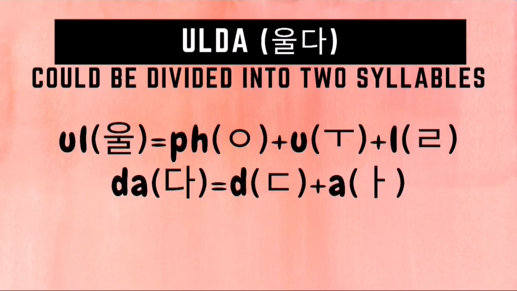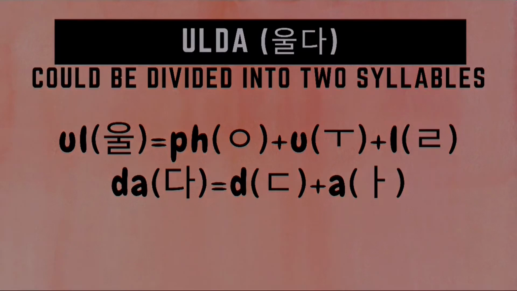How do we write ulta in Hangul? This is composed of two syllables. For the first syllable ul, we need to draw first a no sound iyang followed by an ul character followed by a real character. For the second syllable da, we need to draw first a dikit character followed by an a character. And then we just have to combine these two syllables.